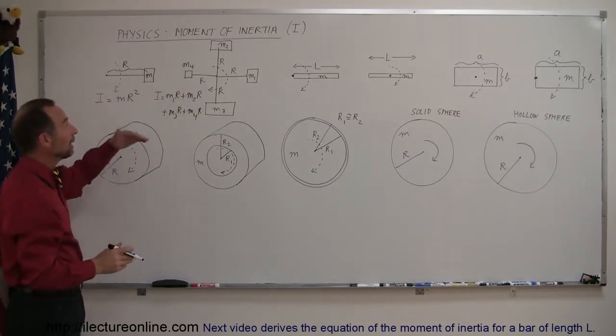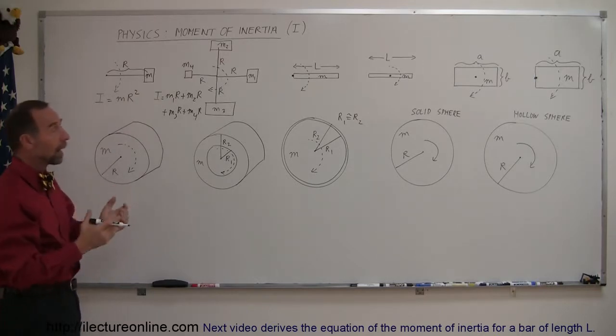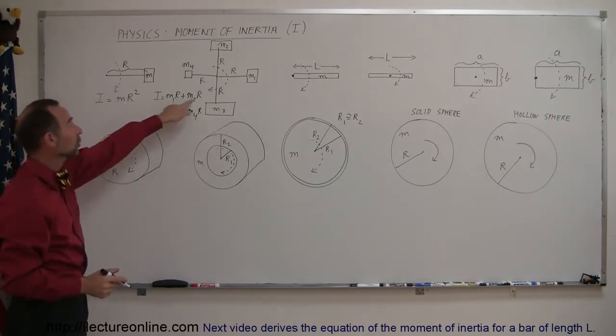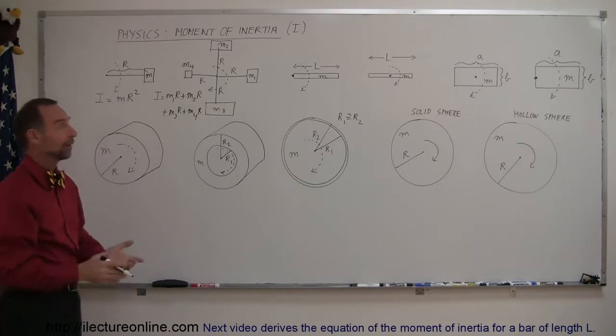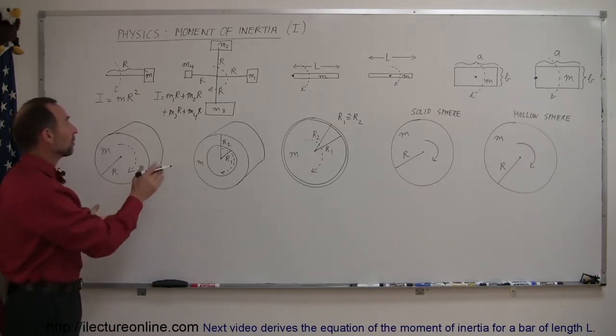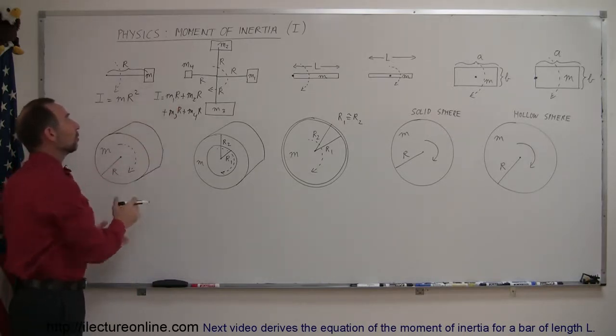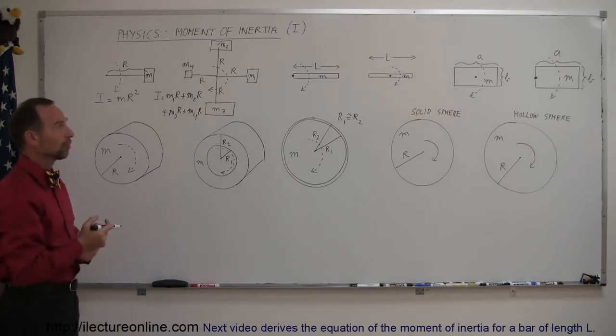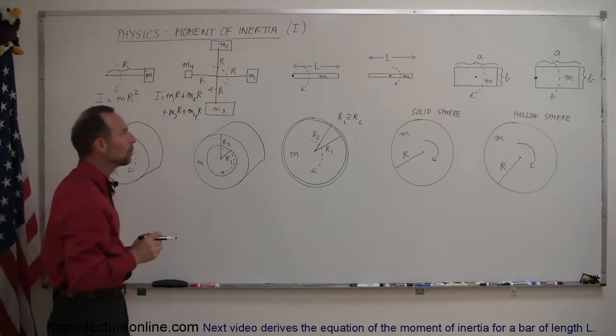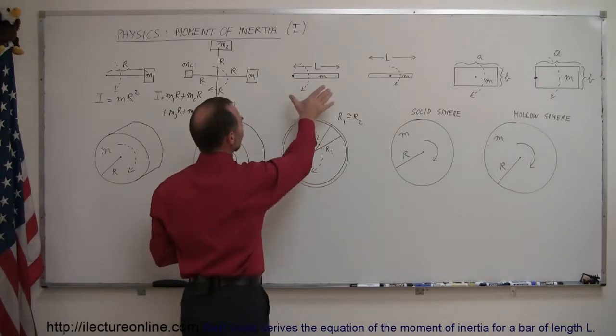Now, what would happen if the r's weren't all the same? No problem. If one r was bigger than the other, we just notate that by using different r's there. Again, the moment of inertia is simply the sum of the individual moments of inertia. So, pretty straightforward.